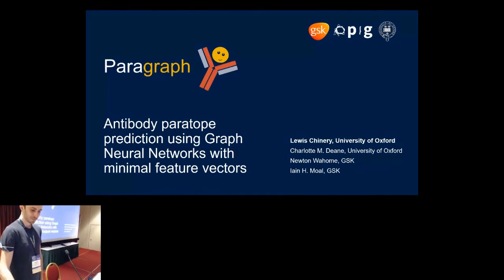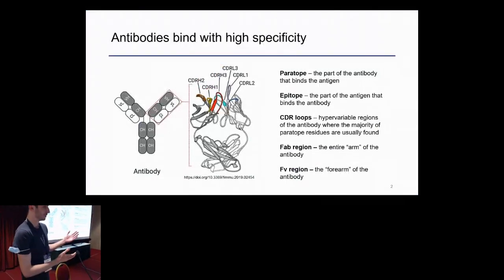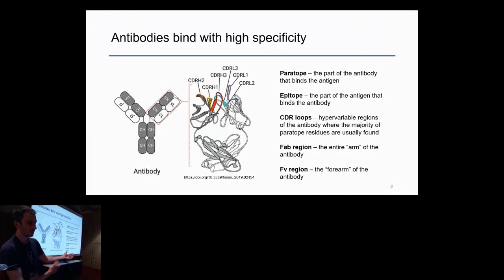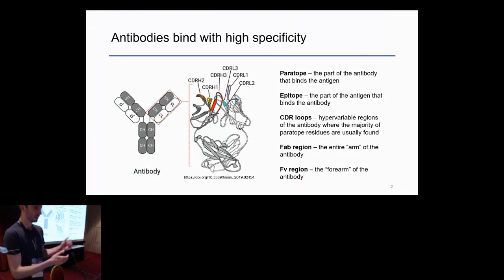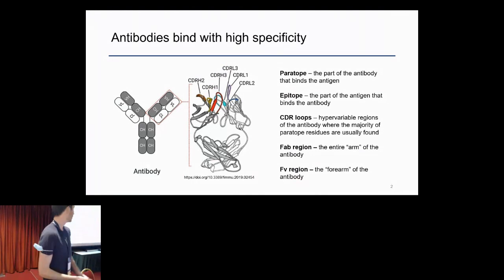So I appreciate that not everyone actually comes from an antibody background, so I thought it'd be useful to just have a quick overview. I'm sure that all of you have seen the picture on the left-hand side, the classic Y-shaped antibody made up of 4 chains, the heavy chain shown in gray, and the light chains, which are shown in white. The bit that we're interested in is on the end of the arm. The entire arm of the antibody, I might refer to as the Fab. The forearm of the antibody is the Fv region. And on the end of the antibody, you've got 6 loops, which are the CDR loops, and that's where the majority of binding residues are most often found.